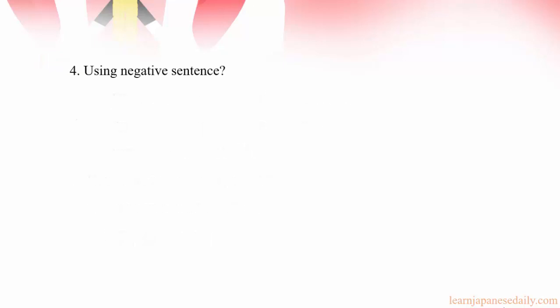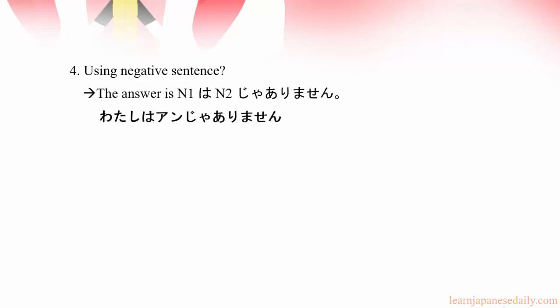Fourth, when you want to use a negative sentence to confirm the information, the answer is N1 は N2 じゃありません. For example, I'm not Anne. 私は Anne じゃありません.